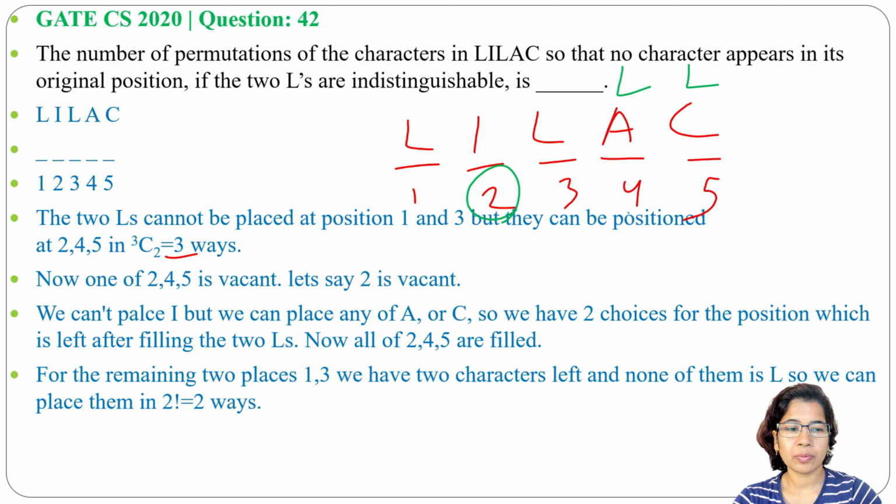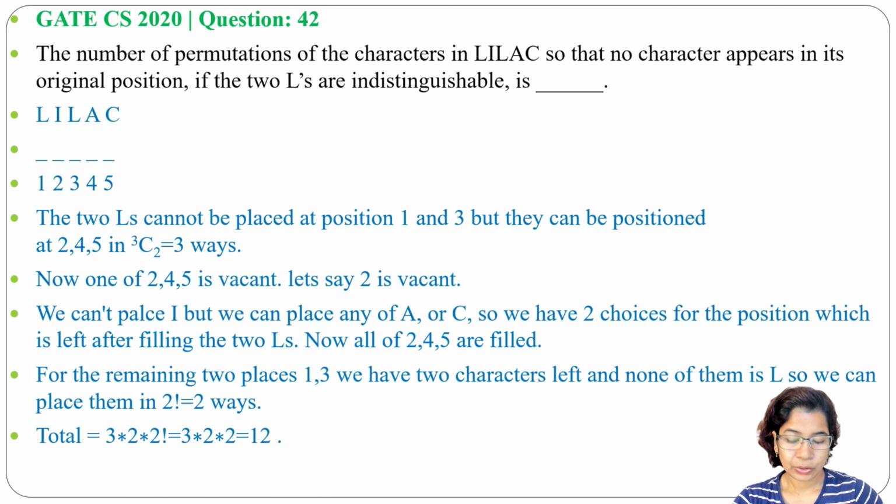So the total number of ways will be 3 for the 2 L's, then 2 ways for the second position, then 2 factorial for positions 1 and 3. So 3 multiplied by 2 multiplied by 2 factorial is 3 times 2 times 2, which is 12. So there are 12 ways we can arrange LILAC so that no letter is in its original position.